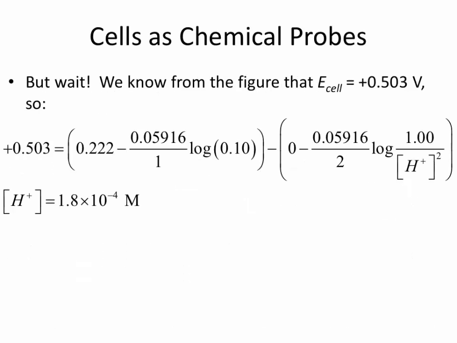But wait, we know from the figure that E cell was equal to plus 0.503 volts. And that means that from our plus 0.503 volts, when we plug in our values, we can then solve for our hydrogen ion concentration, and we get a value of 1.8 times 10 to the minus 4 molar.